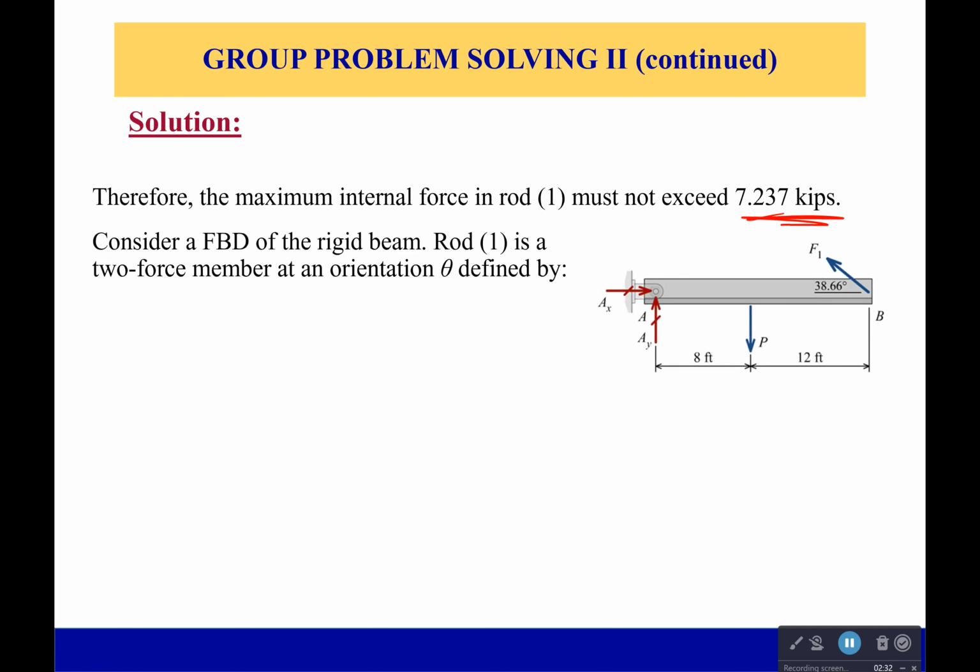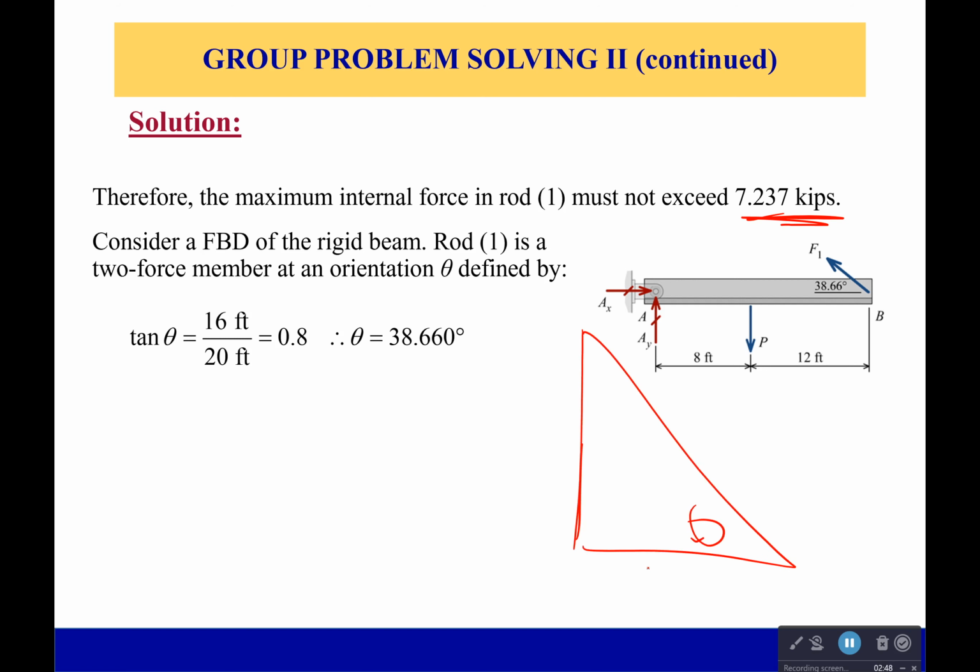So now we got to figure out what the load P would be. So we're bringing back our free body diagram. We have an angle theta, which is 38.66 degrees. We got that by using tan of theta is equal to 16 feet over 20 feet. Rise over run. Here's theta. This is 20. This is 16. We figured out the angle.